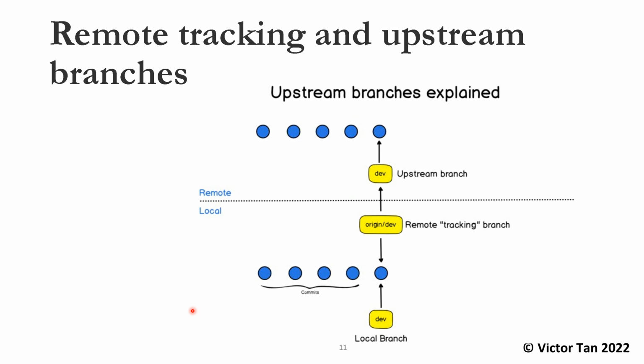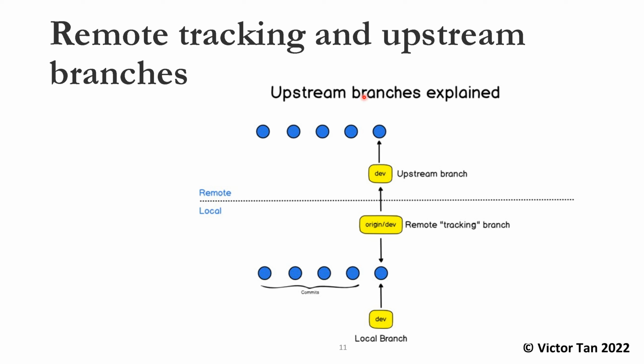So let's take a look at the diagram. When developer A cloned the remote repository to his machine, let's say you have a branch on your remote repository. It's called DEV. Whatever the name is, it can be DEV, can be master, can be whatever. This branch that is on the remote repository, we call the upstream branch.